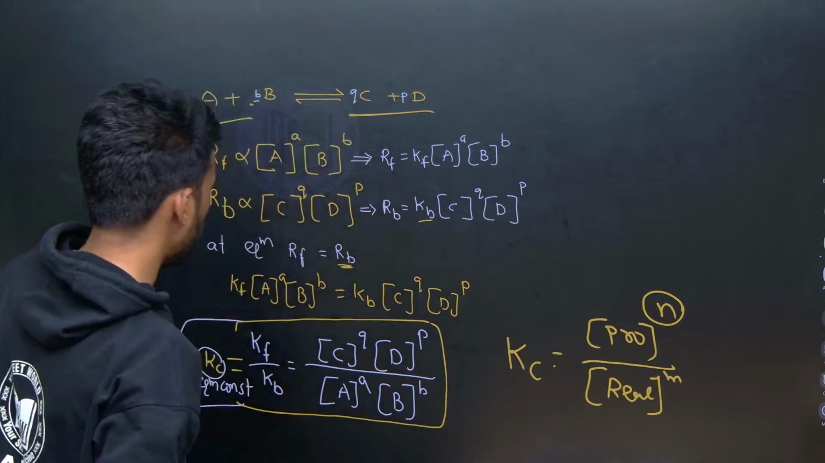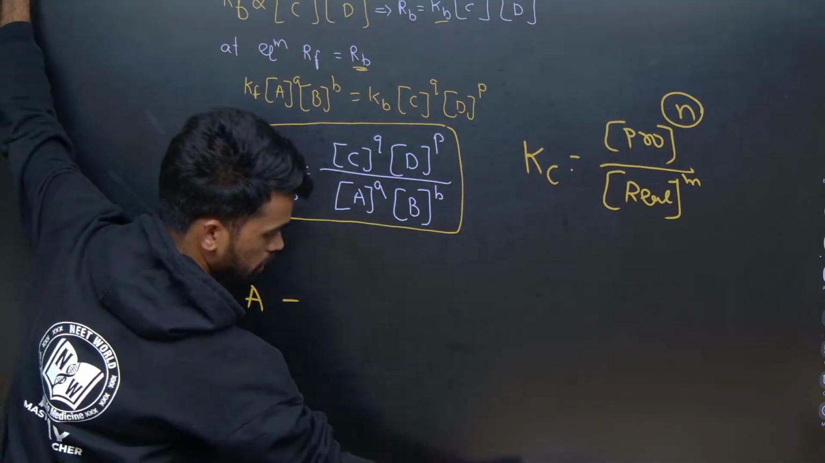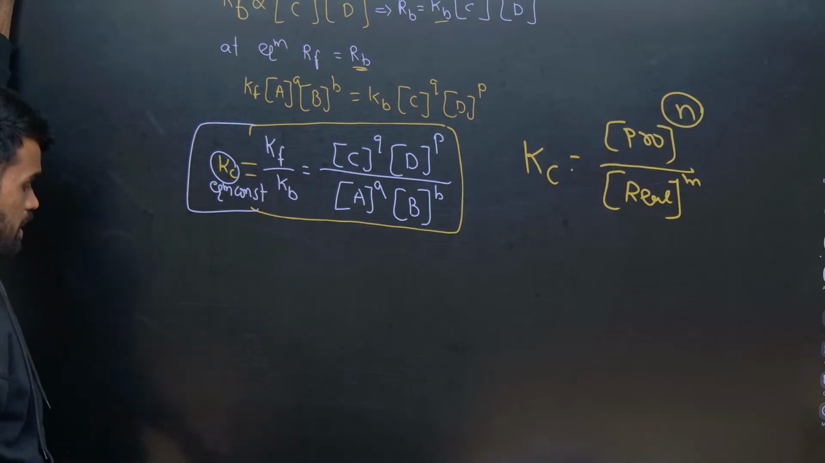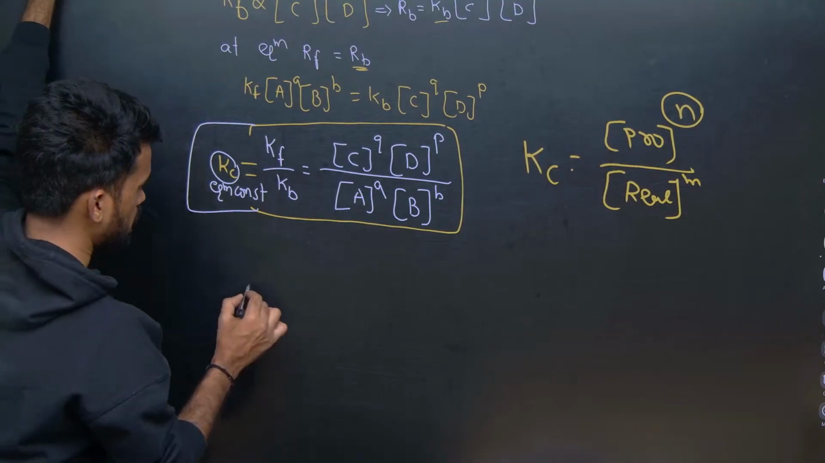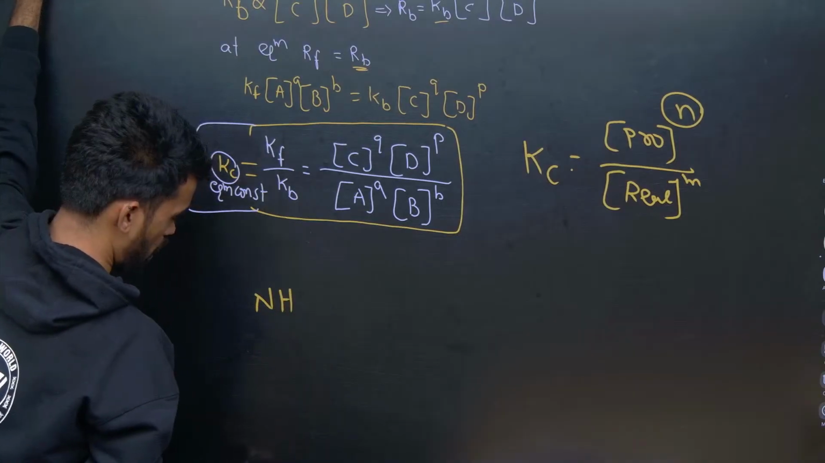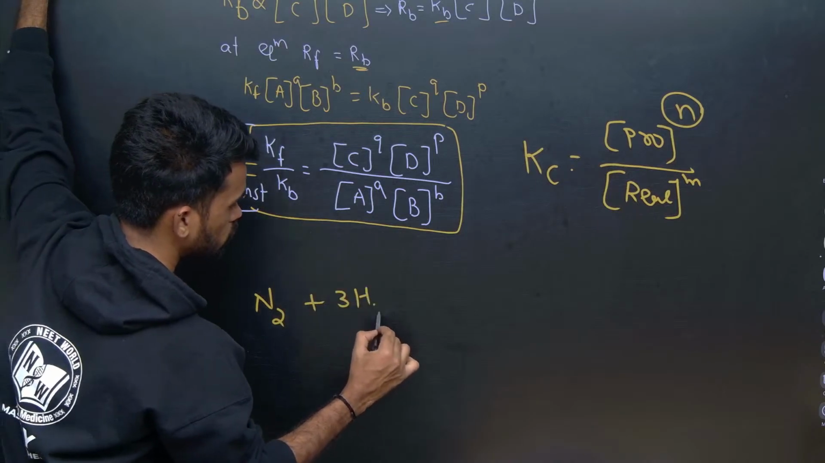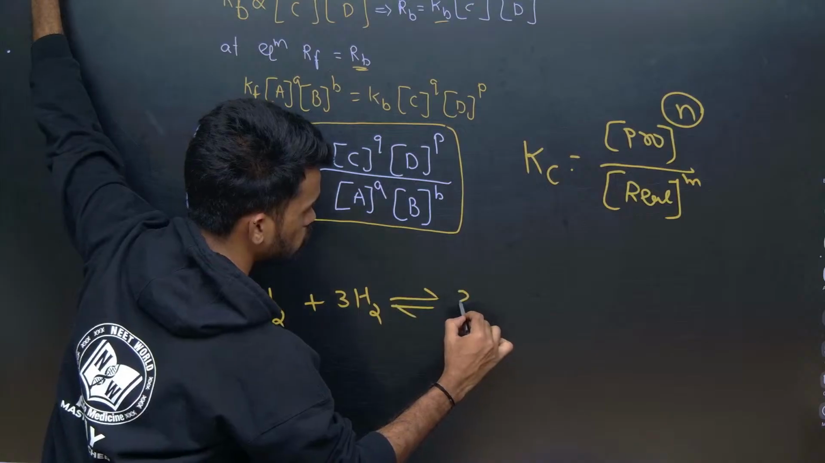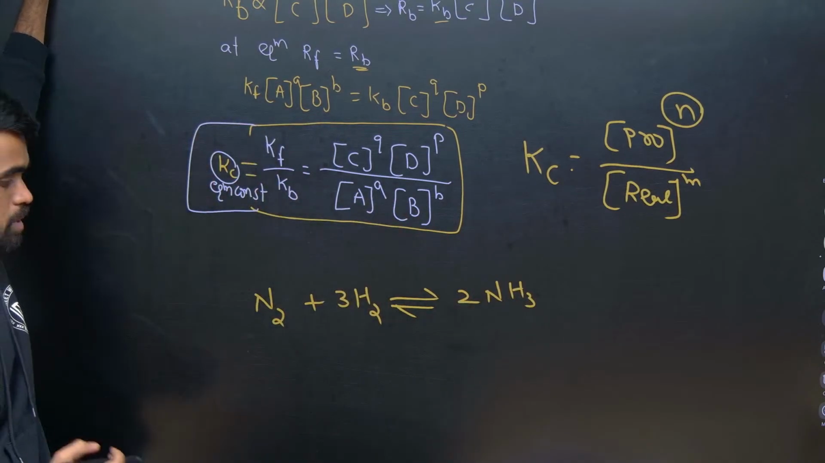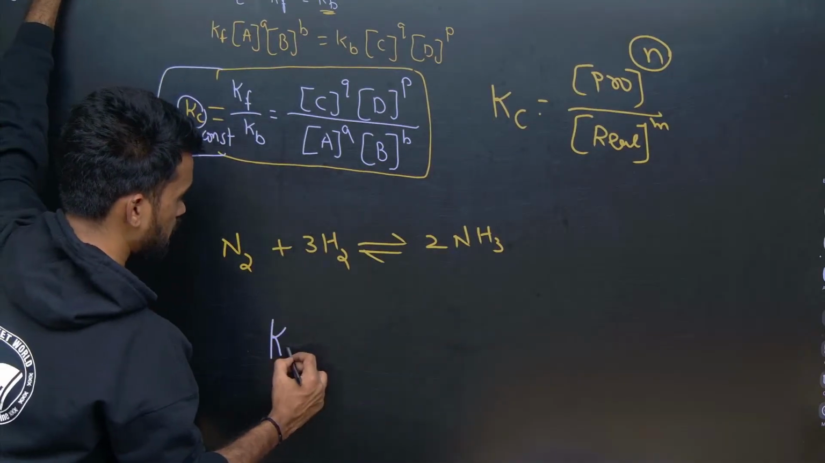Okay. So now if I wanted to write Kc for a reaction, let us take one normal reaction. Let us take NH3, formation of ammonia: N2 plus 3H2 gives rise to 2NH3. This is the reaction we will be seeing in Haber's process, for production of ammonia. So for this, how can we write Kc?